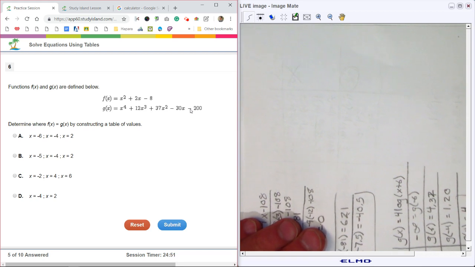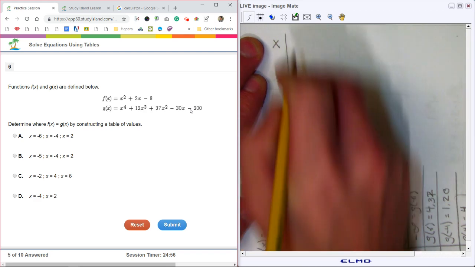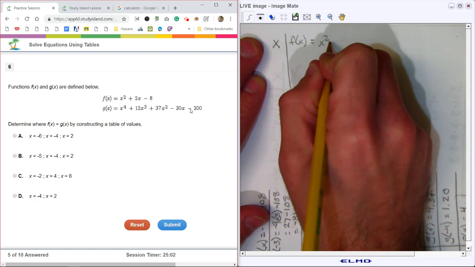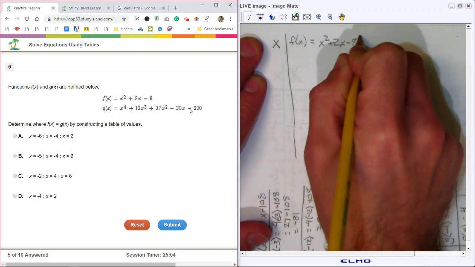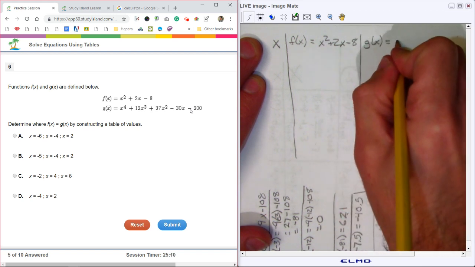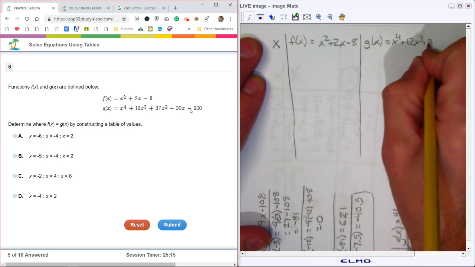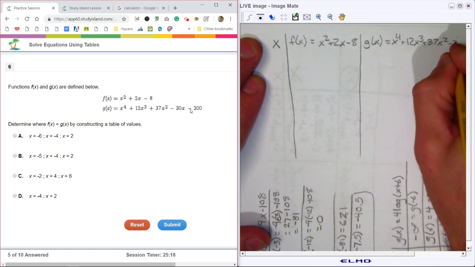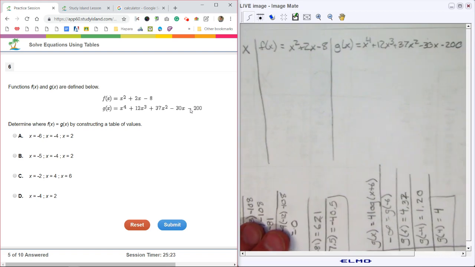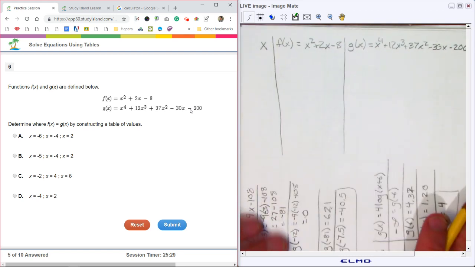Let's do this one last problem. If I've got two functions and I'm putting in my input value of x, then I've got f of x being equal to a relatively simple equation, x squared plus 2x minus 8. And then I've got g of x being equal to this other one, which is longer. It's x to the 4th plus 12x cubed plus 37x squared minus 30x minus 200. It barely even fits on my paper. So let's go ahead and plug some numbers in for these, and we'll get the information we need.